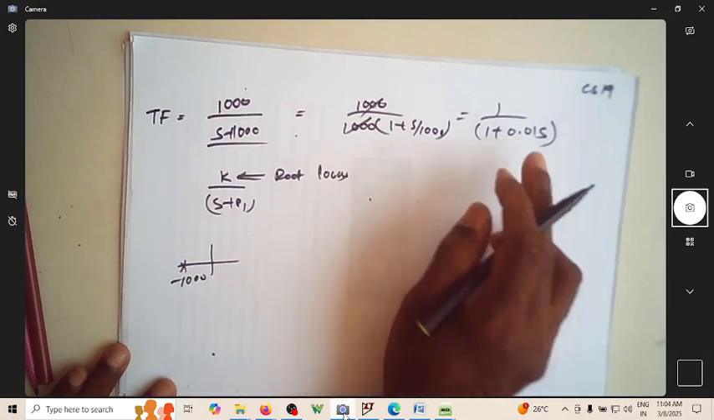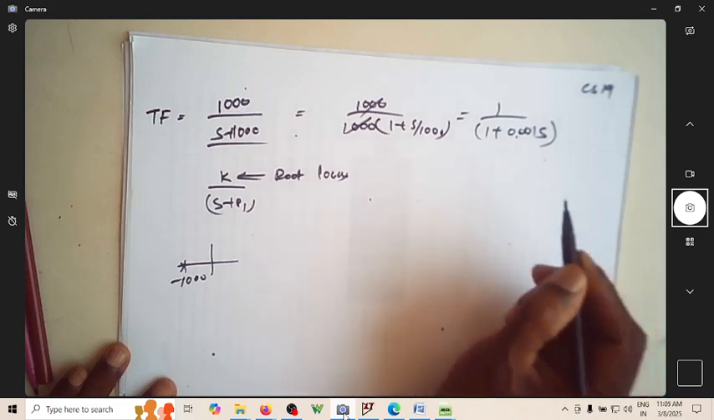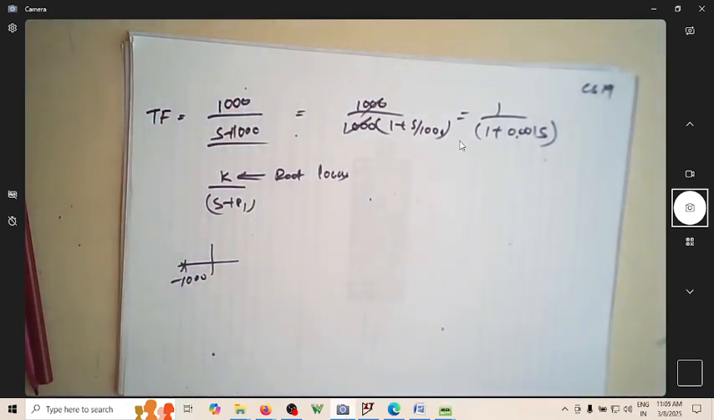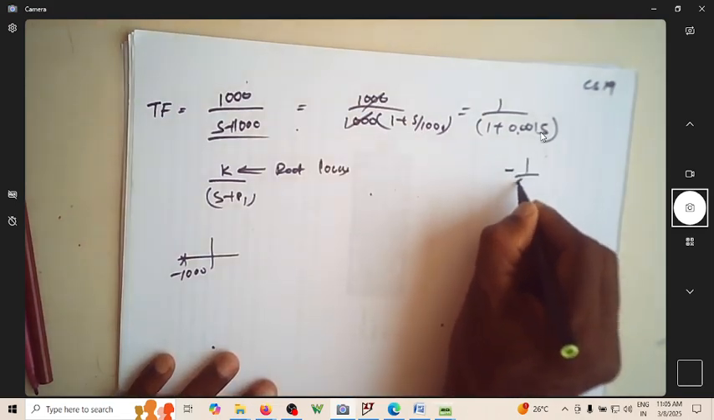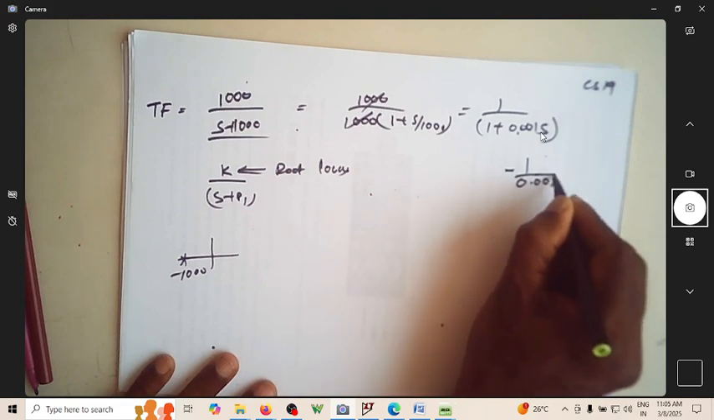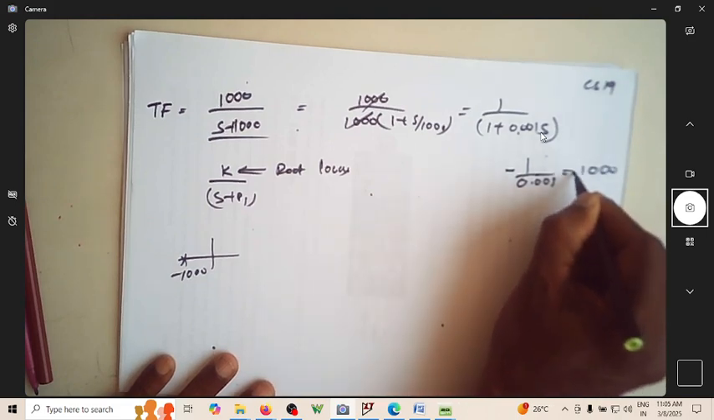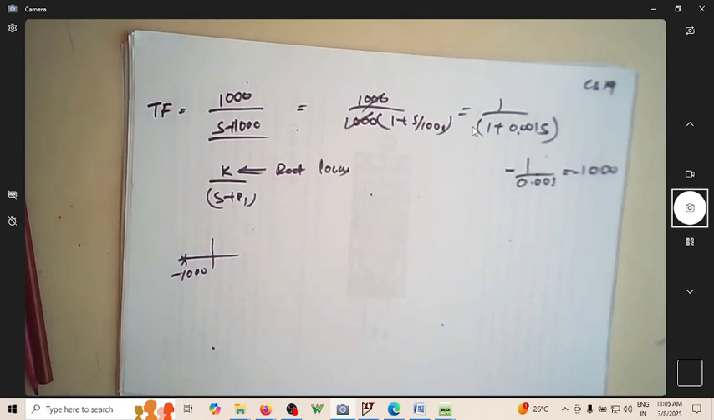0.1, 0.01, maybe 0.001. Correct? So what is this here? What was k? What was this 1000? That was root locus gain. So what is this one? System gain, because you have divided this by this. So this is system gain, this is root locus gain, and this is your, where is the pole position? Pole position is minus of 1 over 0.001, which is nothing but minus 1000. So my pole is at minus 1000.